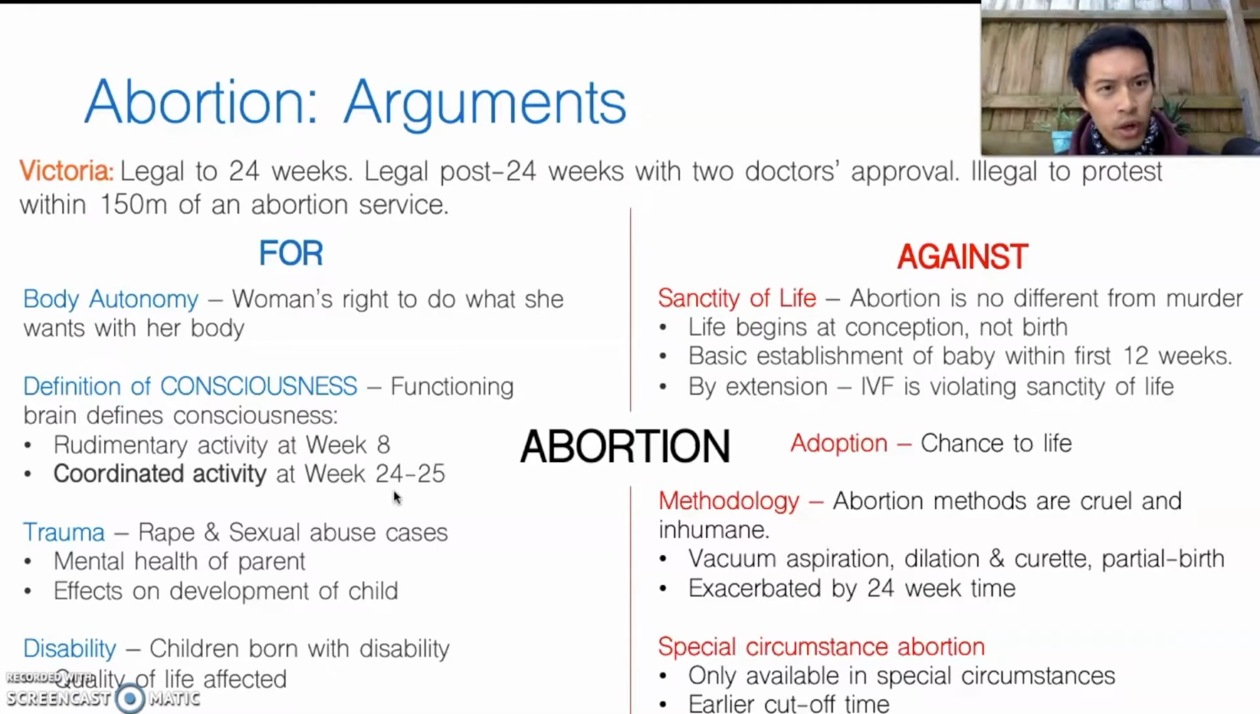You know, considering the mental health of a parent and the effects it has on a woman who is raped and then having to fall pregnant to her rapist. And so how that's going to affect the development of a child, having a parent who is traumatized by the experience. And then finally, babies born with disability and the quality of life that's being affected.